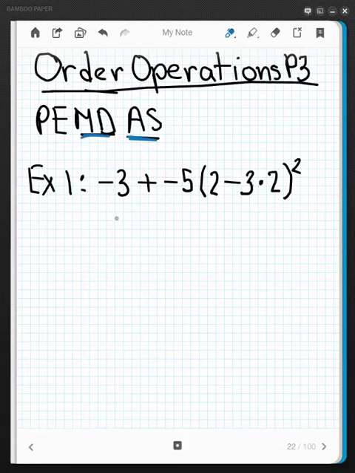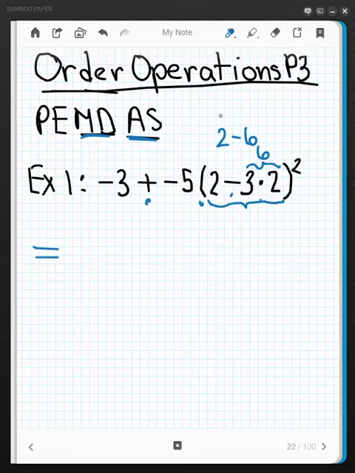So our first example here, I'm going to look through and I see I have an operation of addition, and then there's an operation of multiplication, but there's parentheses which then have subtraction and multiplication within it, and then there's an exponent out here. So the first place I'm going to start with is with those parentheses. Inside the parentheses I have a multiplication that comes before a subtraction. So 3 times 2, I'm going to do that first, and that's going to give me a 6.